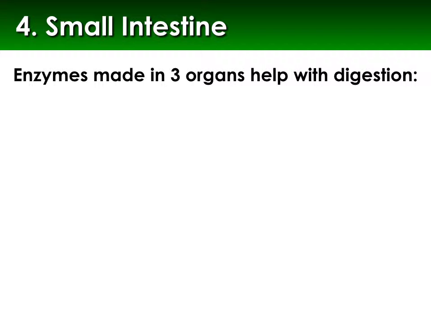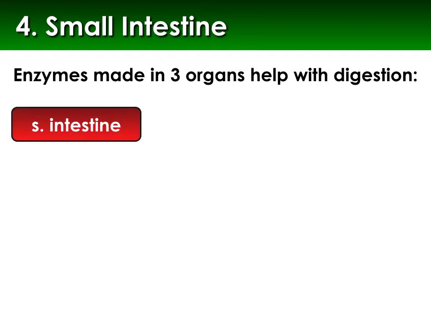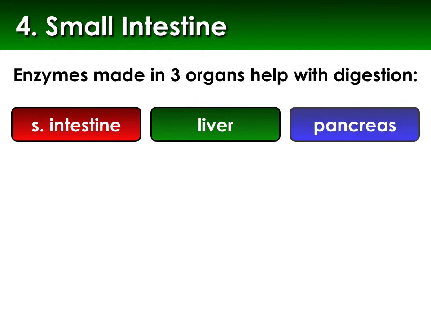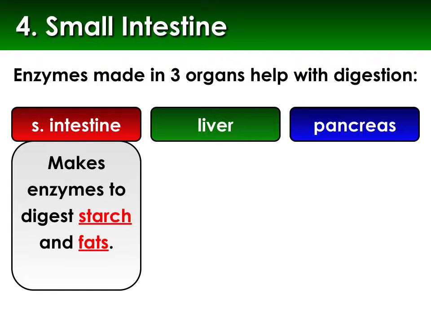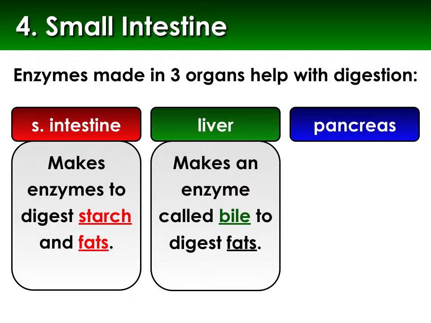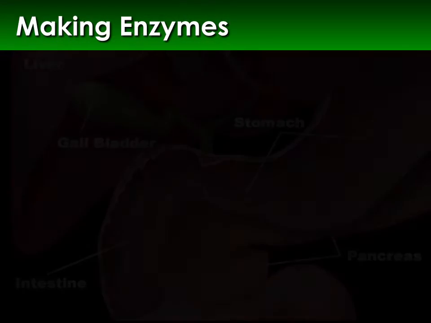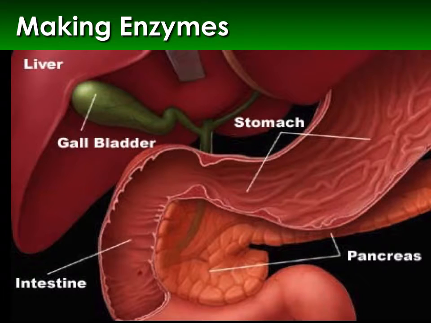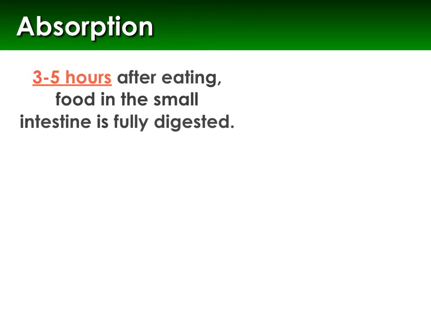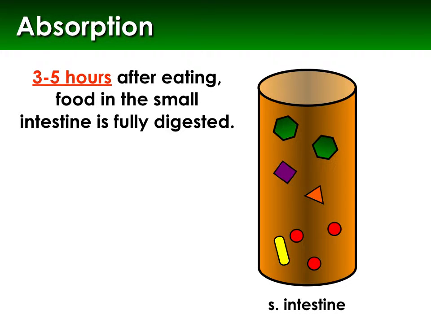The enzymes that help with chemical digestion in the small intestine are made in three different organs. The small intestine is one of them, but also the liver and the pancreas. The small intestine makes enzymes to digest starch and fats. The liver makes an enzyme called bile to digest fats. And the pancreas makes enzymes to digest starch, proteins, and fats. Again, here are highlighted some of the organs that actually make and produce enzymes to help with the process of digestion.